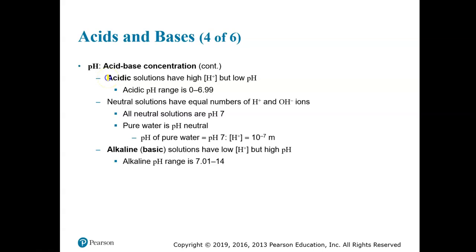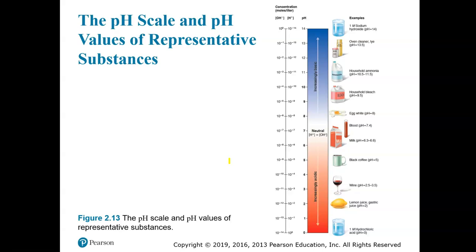Acidic solutions have a pH less than 7, so a low pH. High concentration of hydrogen ions, but low pH. And then an alkaline or basic solution has low hydrogen ion concentration, but high pH, above 7. And here are some common substances and their pH values. The strongest base, which has the highest pH, is sodium hydroxide. A weaker base is blood, which has a pH of 7.4. It's almost neutral.